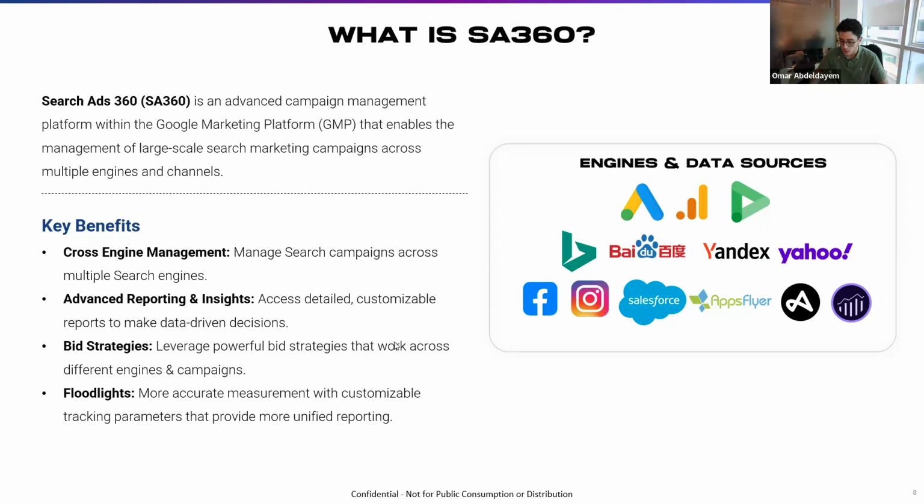And additionally as well, the primary focus for SA360 is to enable large-scale search marketing across multiple engines. And at the very right here, you guys can see some of these engines. Of course, we have the typical Google ones, such as Google Ads. We also have Bing, Baidu from China, Yandex from Russia, and Yahoo from Japan, the most popular search engines within these markets.